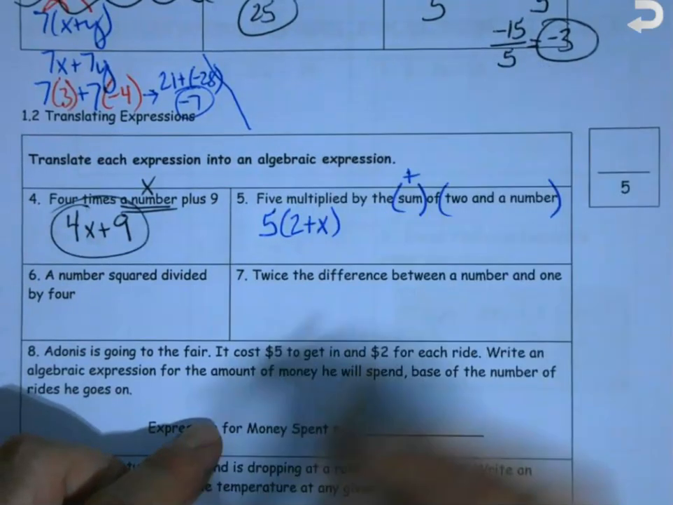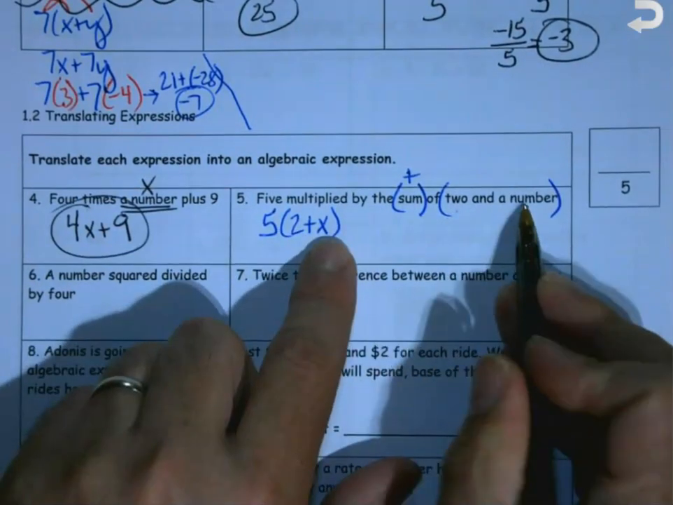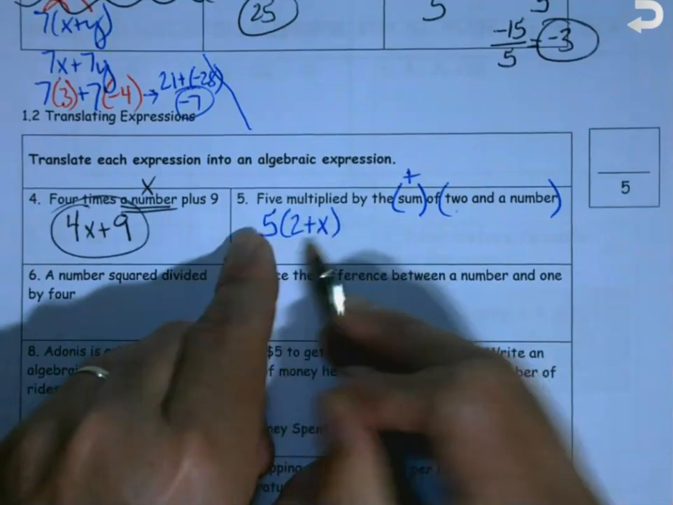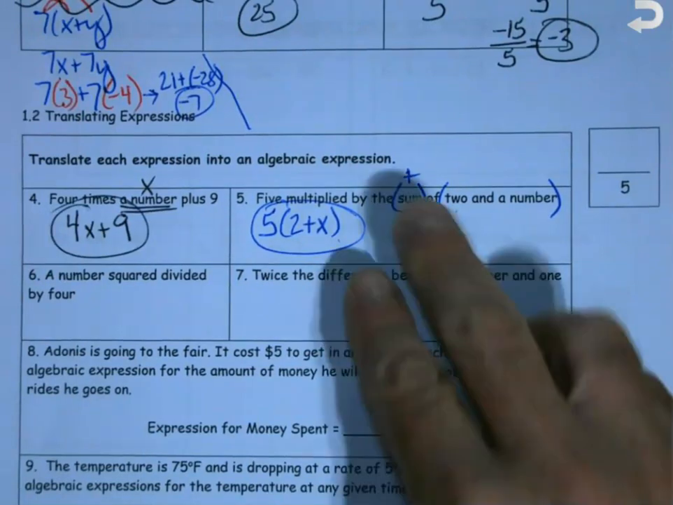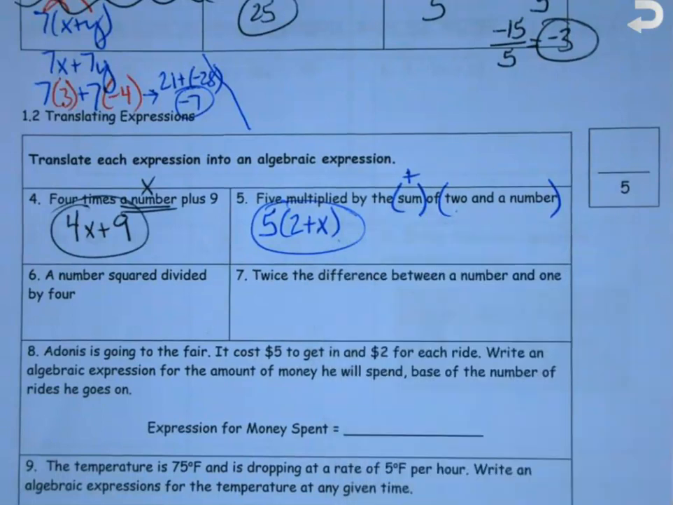Sum is plus 2 in a number, 5 multiplied by that. I have to have the parentheses this time. That's how I tell the difference. No pun intended, okay? Sum and difference, we use parentheses. The other stuff, it's not going to be as necessary.